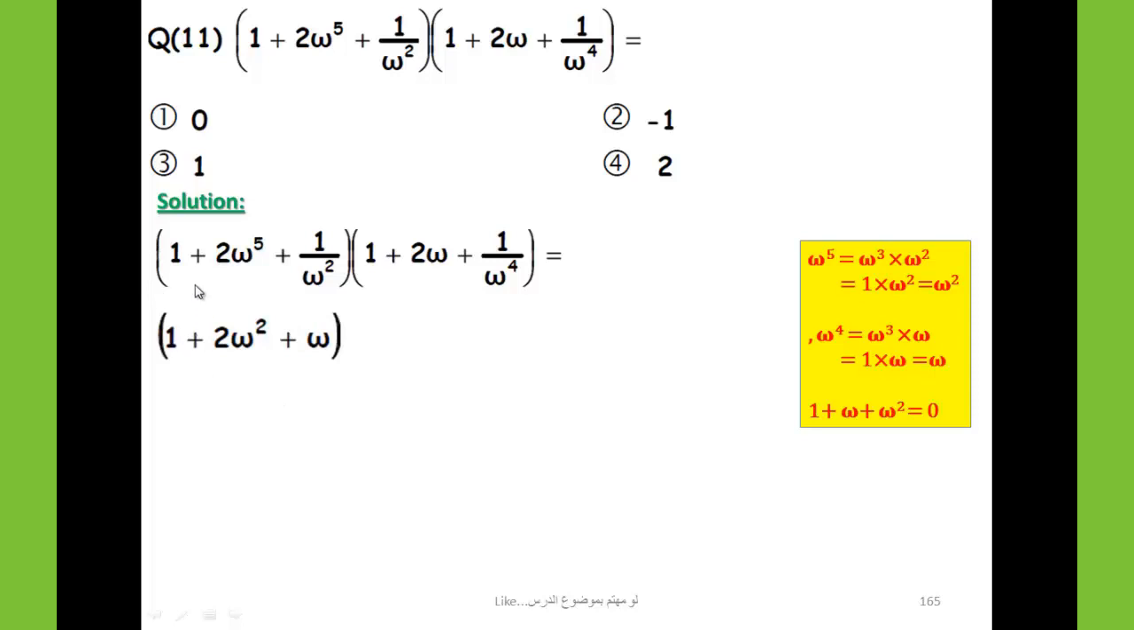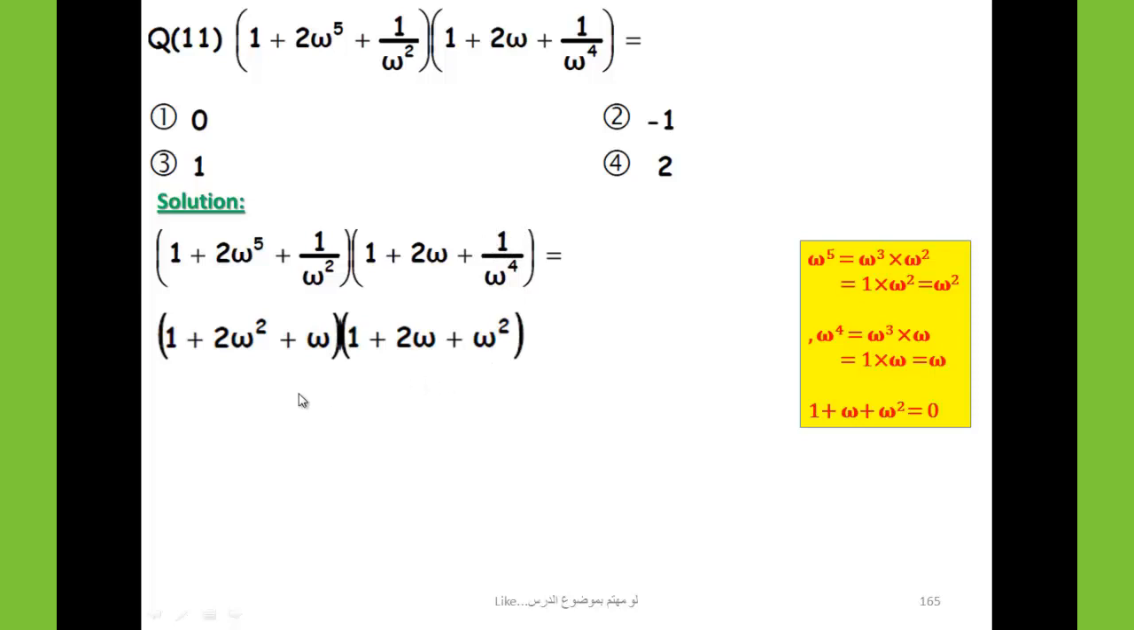So in the first factor, omega to the power 5 equals omega squared, and 1 over omega squared, with 1 as omega to the power 3, gives omega to the power 3 over omega squared, which equals omega. In the second factor, 1 plus 2 omega and 1 over omega to the power 4: omega to the power 4 equals omega, and 1 is omega to the power 3, so omega to the power 3 over omega equals omega squared.